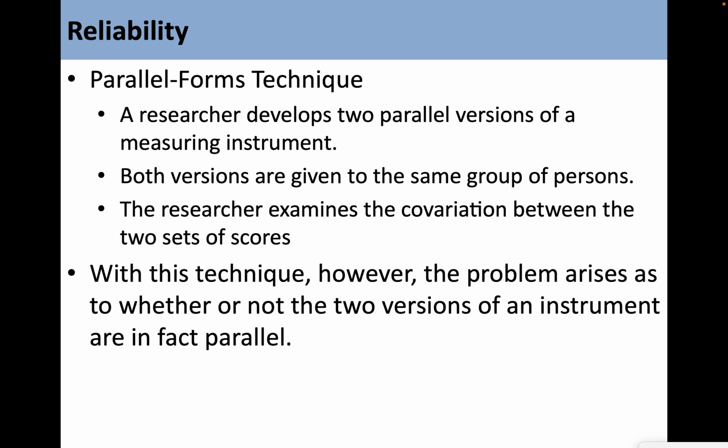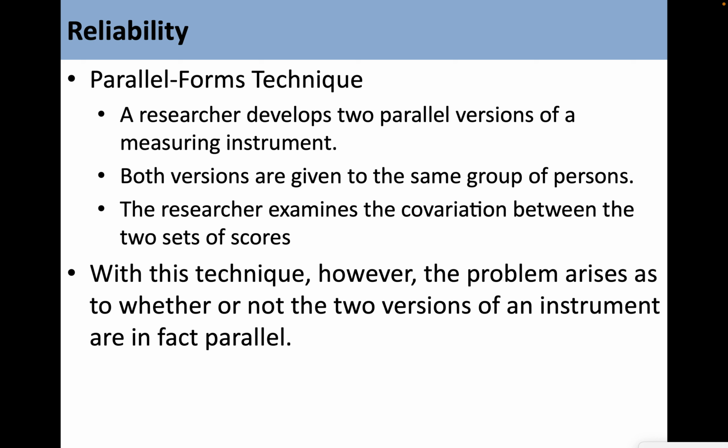Parallel forms technique. A researcher develops two parallel versions of a measuring instrument. Both versions are given to the same group of persons. The researcher examines the covariation between the two sets of scores. With this technique, however, the problem arises as to whether or not the two versions of an instrument are in fact parallel. You probably have had professors that had two tests, A and B tests, and you either took A or you took B.